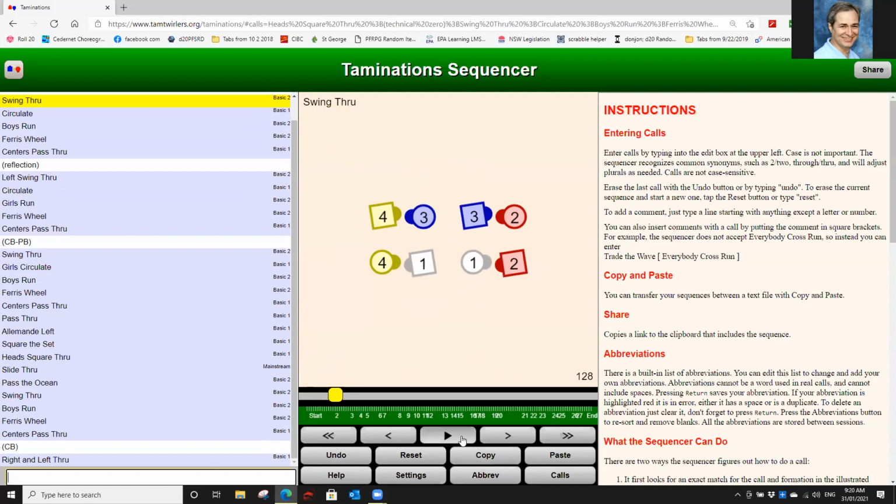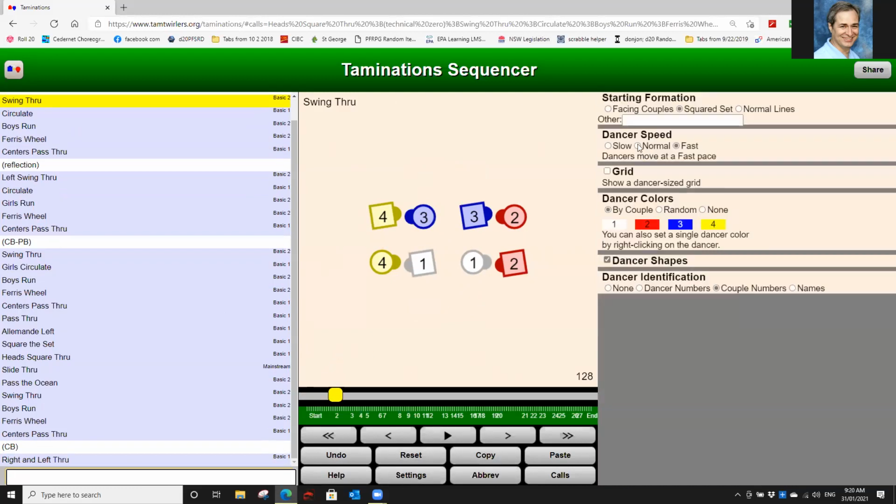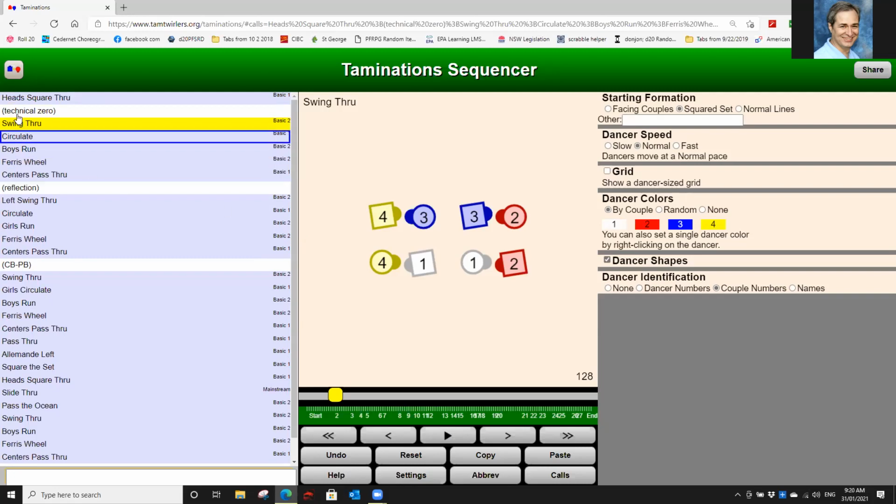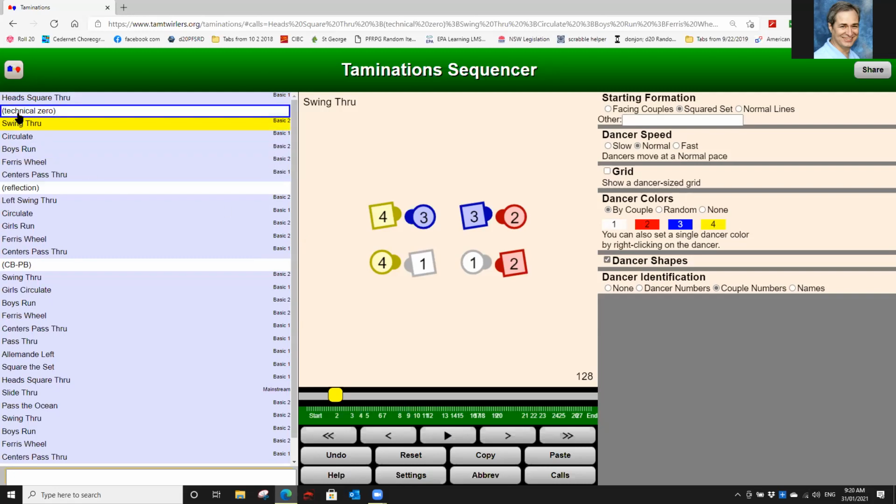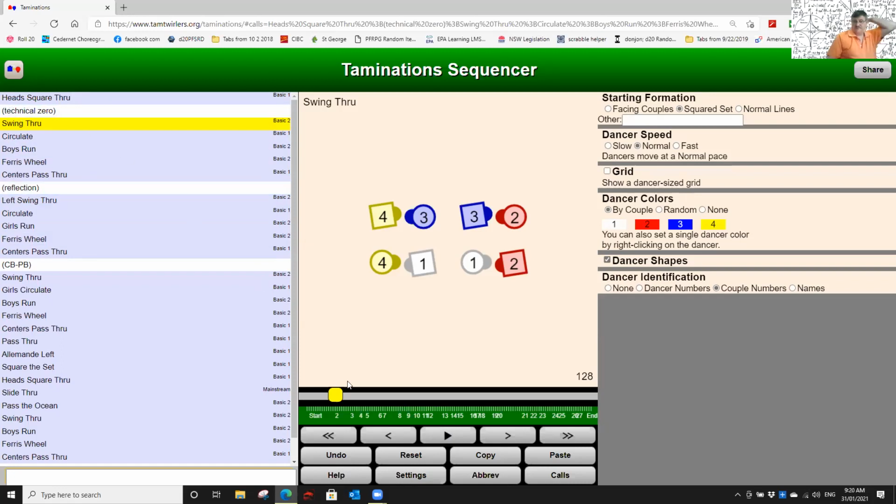So the first one is just a 0. It brings everybody back to the relative same position. This one happens to be a geographic 0 where they all come back to the exact same footprints. Now, the first one you had was the technical 0. The cliche. Okay. So that's swing through, boys run. I can reset it right from the beginning if you want. No, that's all right.